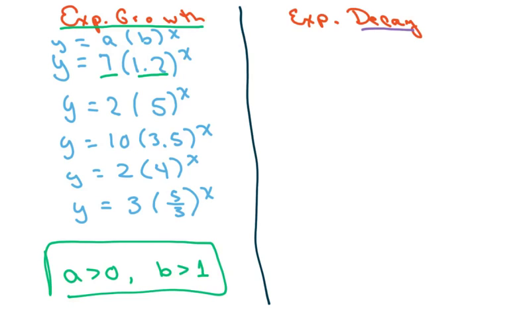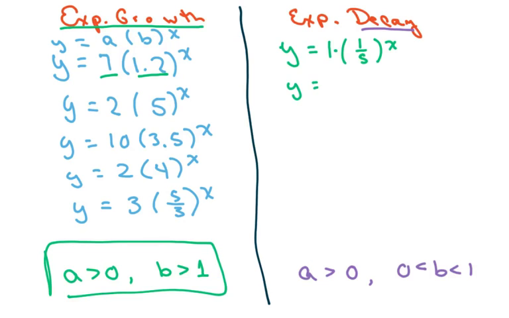So for exponential decay, a must be positive. However, b has to be a fraction, i.e. it has to be between 0 and 1. So here are some cases here. Let's do y equals 1/5 to the x. My a in this case is 1. They just don't put it here. Okay. And my b is less than 1 and greater than 0.